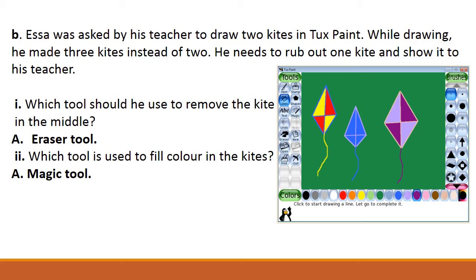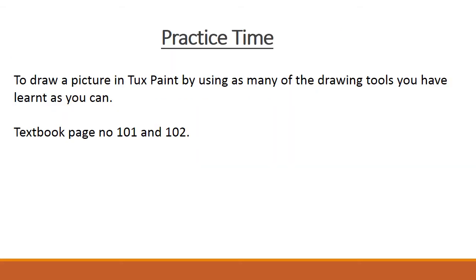And the B part is: which tool is used to fill color in the kites? And the answer is the magic tool. Practice time. Now there is an activity on page number 101 and 102. You have to draw a picture in Tux Paint by using as many of the drawing tools you have learnt as you can. The picture is given in your book and the solution steps are also given. Just follow the steps and do this activity for your practice.